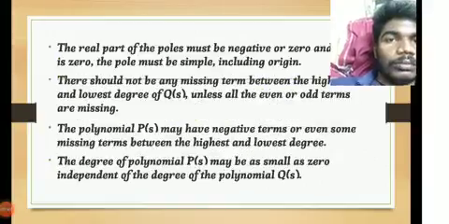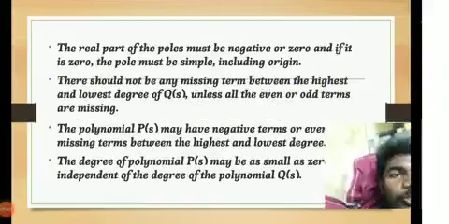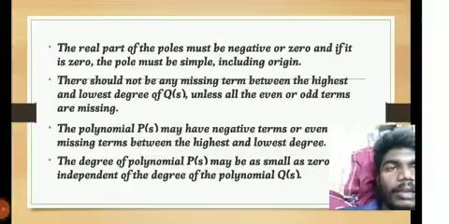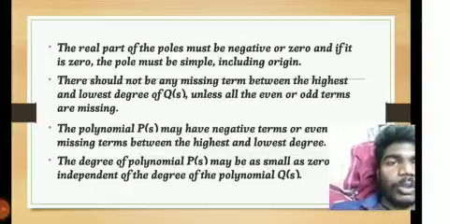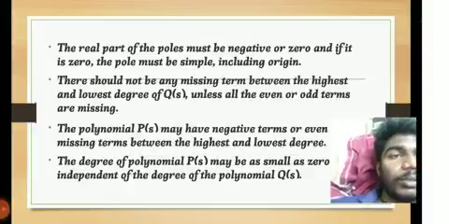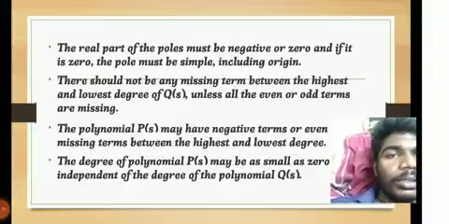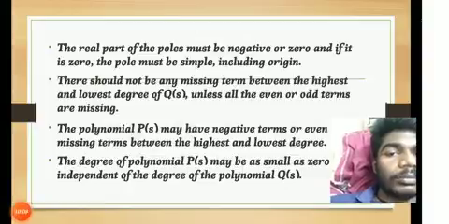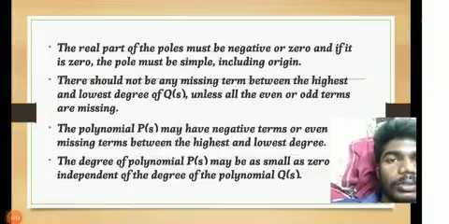So the real part of the poles must be negative or 0, and if it is 0, the poles must be simple, including the origin. There should not be any missing term between the lowest and highest degree, unless even or odd terms are missing.